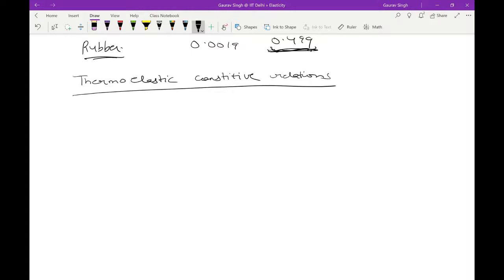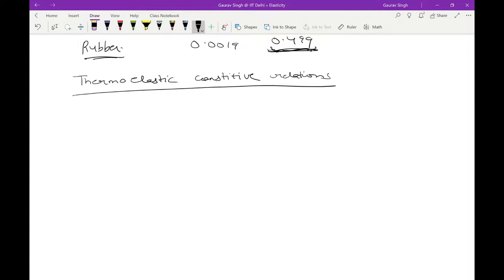Okay, so first I would try to motivate why we are learning this, and then we'll actually see how the mathematics of it looks like. So we know that if you have a change in temperature, and if the solid is allowed to expand or contract freely, meaning you have an unrestrained elastic solid, then the deformations will automatically change.